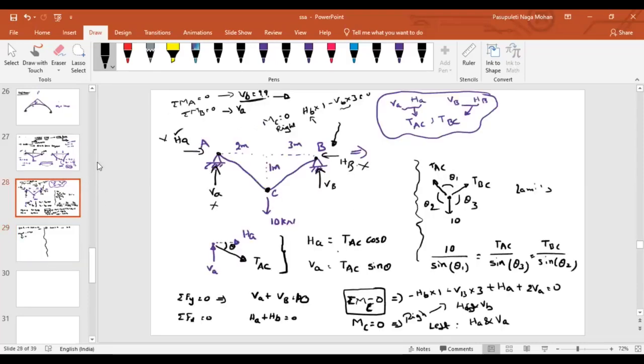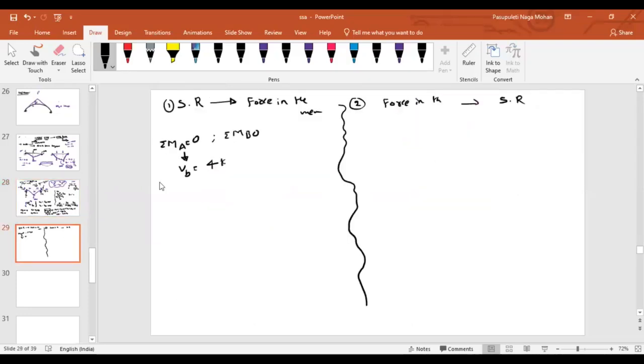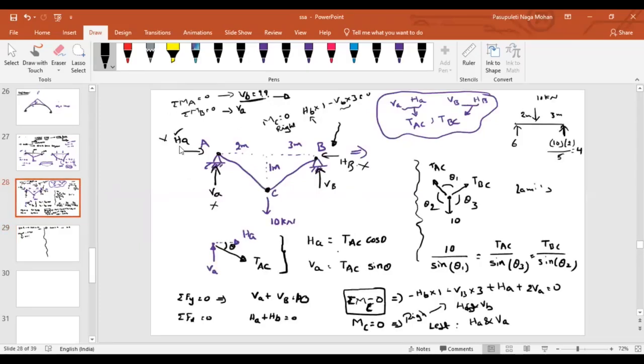Now, without doing that also, can I find VB with a simple trick? Like if there is a simply supported beam, the distances are 2 meter and 3 meter and the load is 10 kilonewton. What do you think the reaction here will be? And what do you think the reaction here will be? Load into what is the opposite? 3, sir. Load into the opposite length over total length. How much are you getting? 4. Here we will get 6. Are we getting the same answers or different answers? Here, even with moment equal to 0, we are getting VB as 4 kilonewton. That's what we have found.